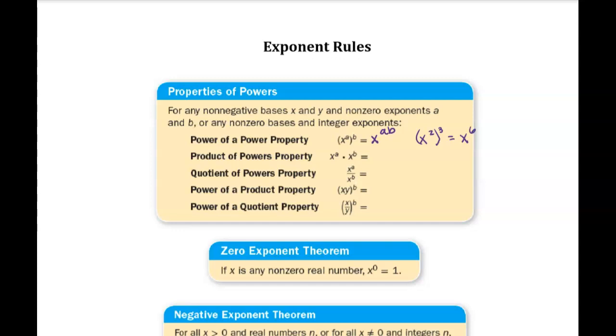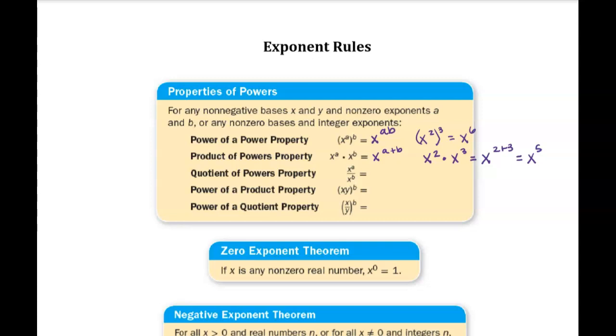Product of powers: x^a times x^b, you add those, so x^(a+b). So with numbers, x^2 times x^3 would be x to the power of 2 plus 3, or x to the power of 5.